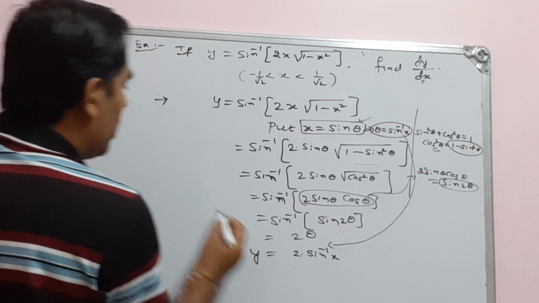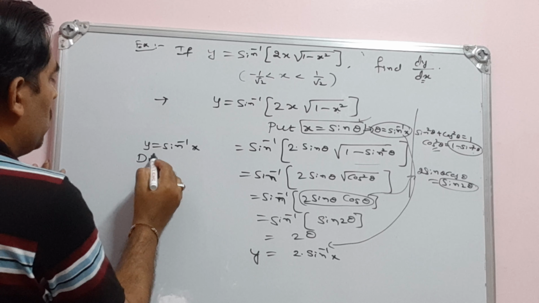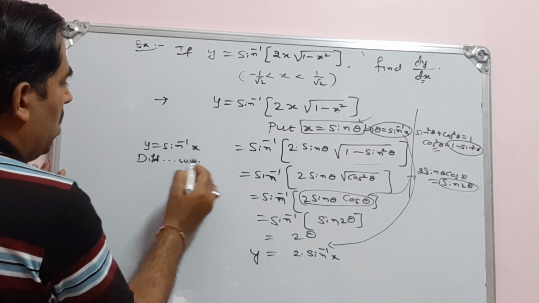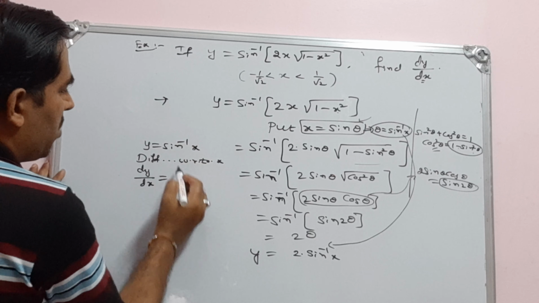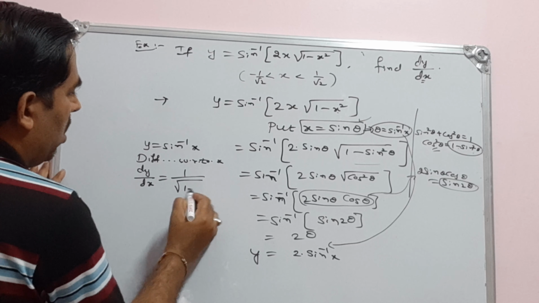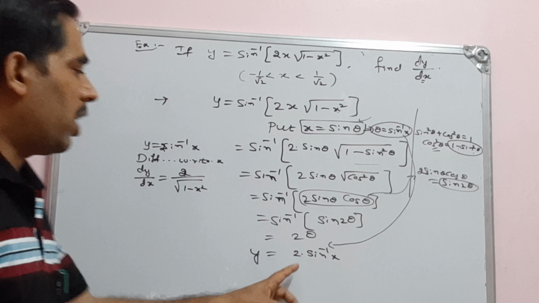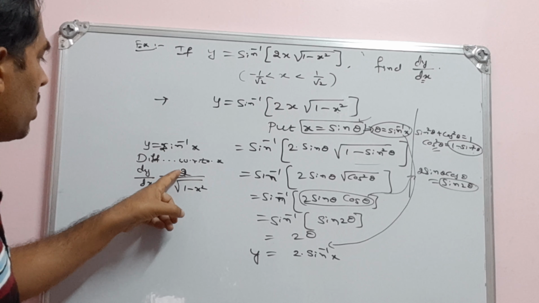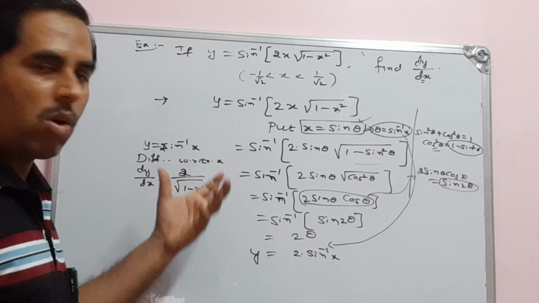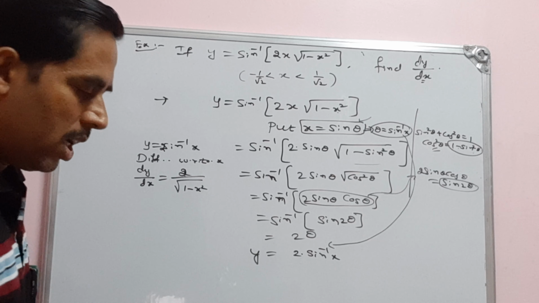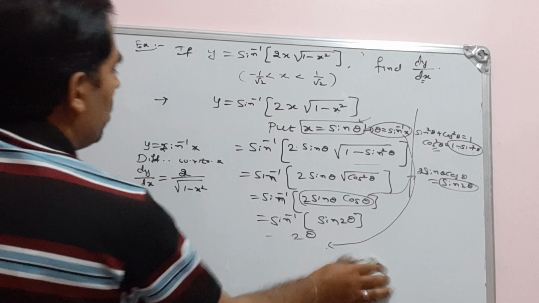Now we can differentiate this. Y is equal to 2 sin inverse x. Differentiate both sides with respect to x. Then what do I get? Dy by dx. 2 is a constant, so I will write it as it is. The derivative of sin inverse x is, by the formula, 1 by square root of 1 minus x square. So overall the answer is 2 by square root of 1 minus x square. In this way we can find the derivatives.